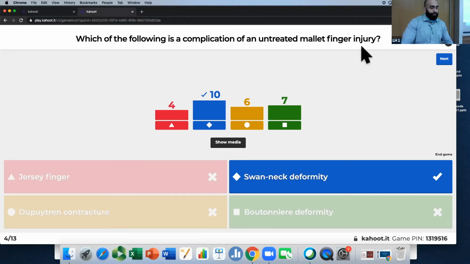Dupuytren contracture is basically fibrous thickening of the palmar fascia, seen usually in men over 40, diabetics, and alcoholics.